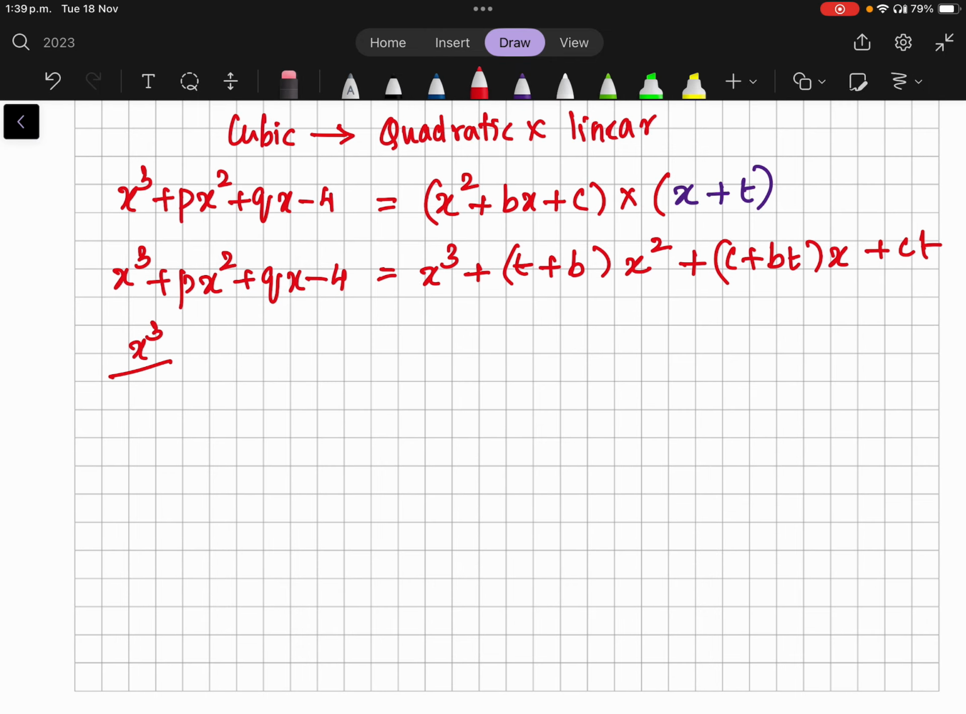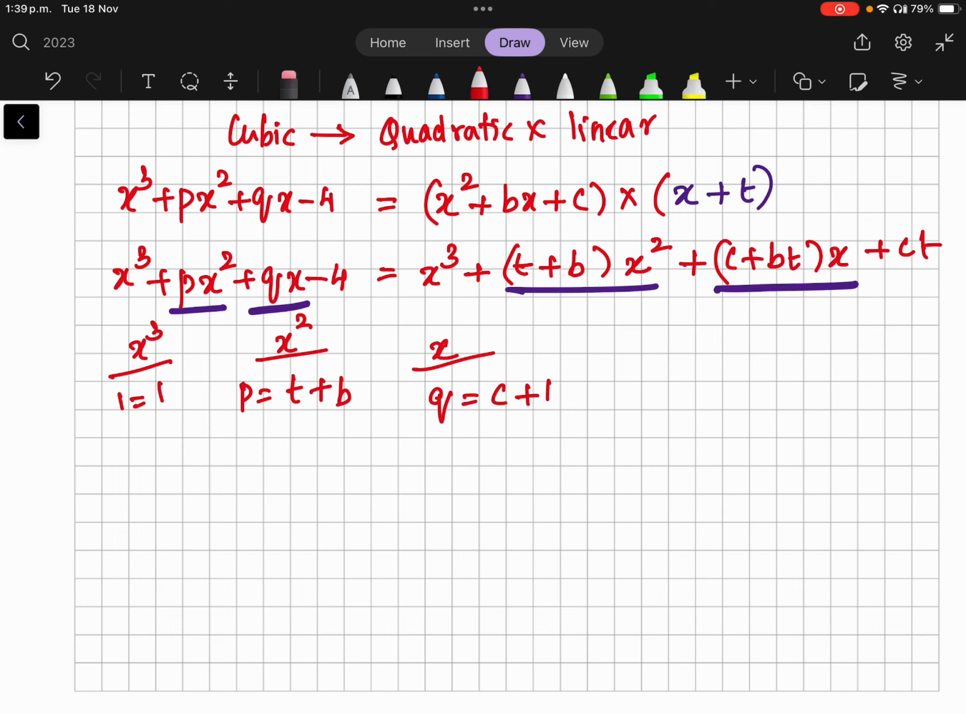So you can equate the terms for x cube, which is like 1 is equal to 1. You don't need to do anything. For x square, if you take this and this, then it will become p is equal to t plus b. Then you're going to equate the x terms. So x terms is this and this. Okay, so then you will get q is equal to c plus bt, and then the final one is the constant, so it is minus 4 is equal to ct.